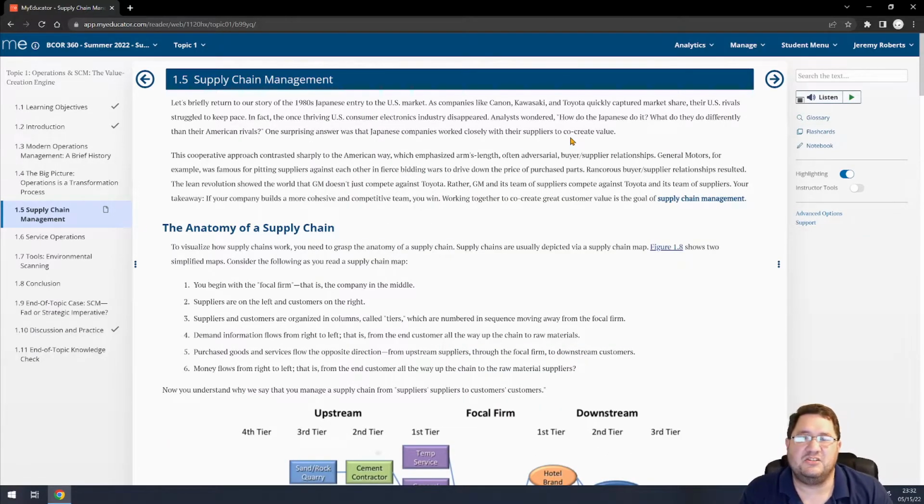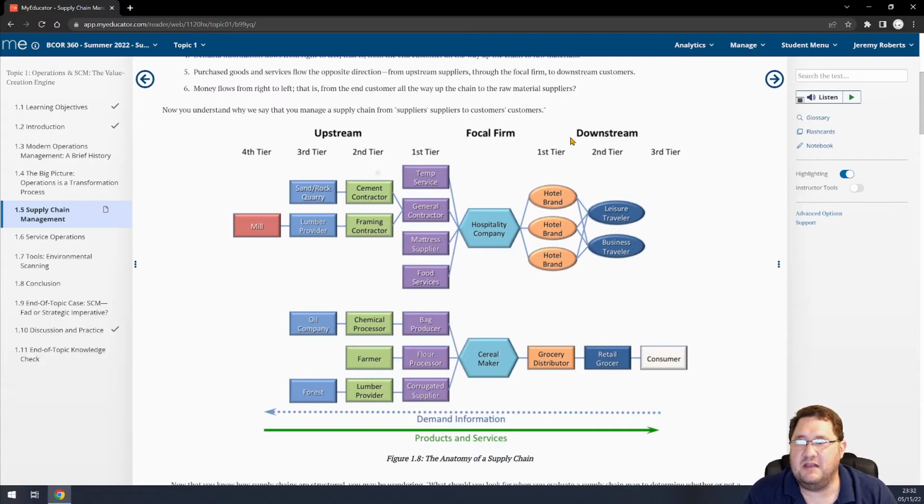So a supply chain. We can look at a supply chain and see different parts of it just by identifying different companies and so on. For example, in this diagram we have a focal firm. Remember that just a few minutes ago? That's the focus that we're looking at. So here we have a hospitality company and a cereal maker. Because we're focusing on this, that's where we make the line between downstream and upstream.